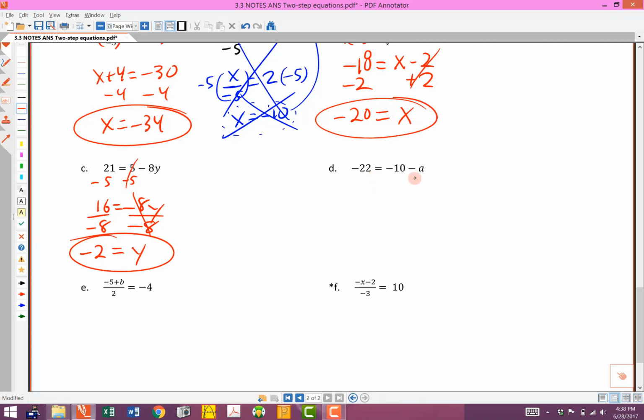And let's look at this one right here. Here's the variable term. So we're going to get rid of that 10 by adding 10. So that's going to be a negative 12 over there. And once I cancel those to be 0, I'm left with a negative a.